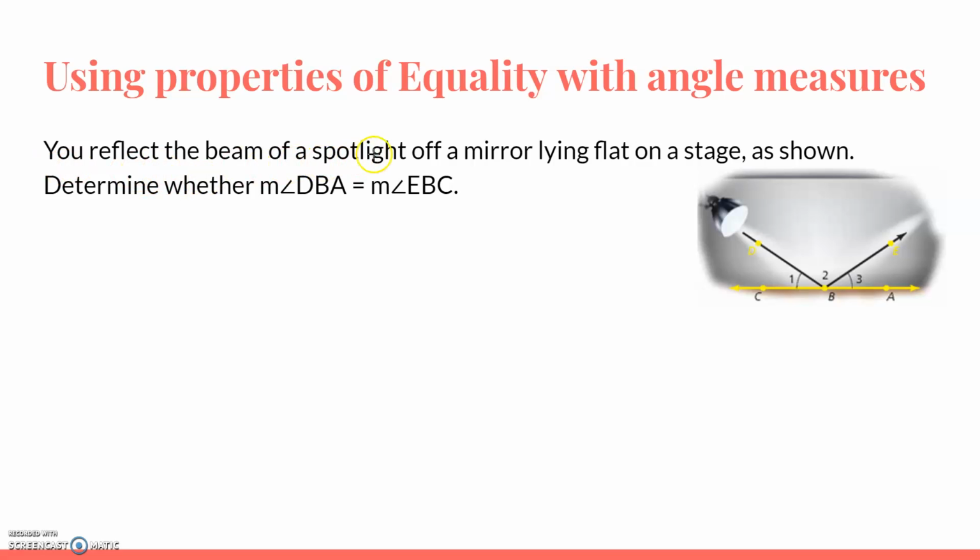Alright, so this is our last question. You reflect the beam of a spotlight off a mirror lying flat on a stage as shown. Determine whether angle DBA is equal to angle EBC. Pause the video, use the properties that we just learned, and then come back and I'll give you the right answer.